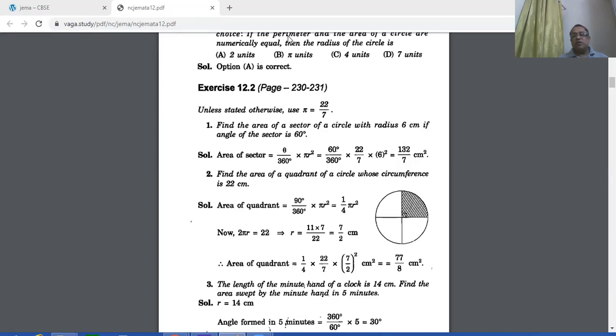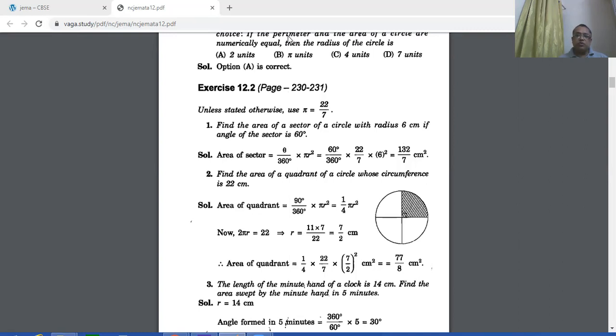They have given the circumference as 22. Now what is circumference? The circumference formula is 2 pi r. So 2 pi r is 22. From this I can calculate the value of r. So 2 into 22 by 7 into r is 22. 22 is getting cancelled from both sides. So the radius will come out to be 7 upon 2.